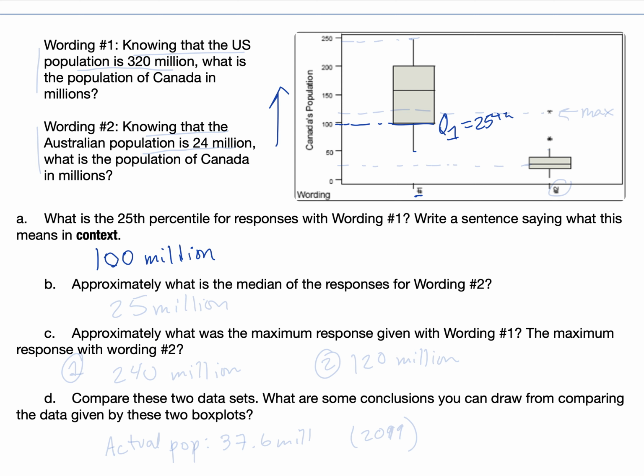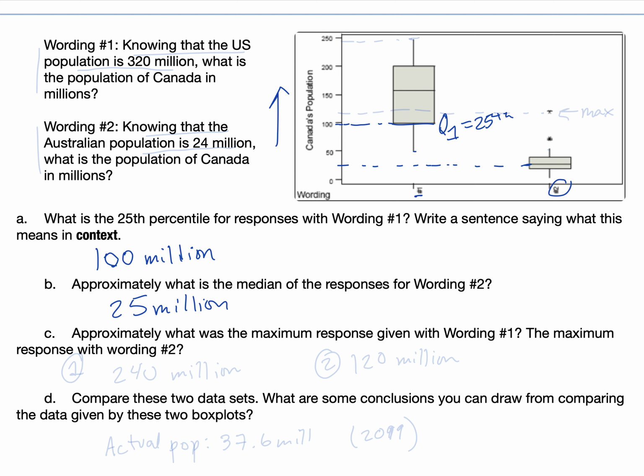Okay, so approximately what was the median of the responses for wording two? For wording two, that's over here, and our median, that's the line in the middle of the box, and we can just go over and estimate, and I'd say that's about 25 million. So about 25 million seems to be the median, and no context is asked for, so we don't need to write anything else. Part C, approximately what was the maximum response with wording one? What was the maximum response with wording two?